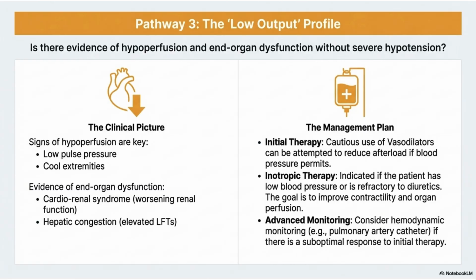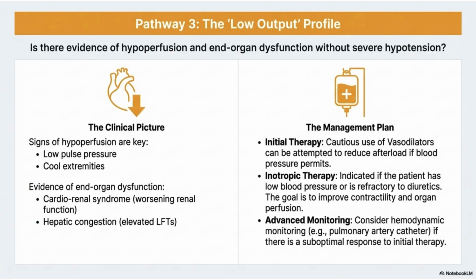So how does the body actually signal this lack of flow to us on the outside? We look for specific physical signs that blood just isn't making it to the extremities or the internal organs efficiently. Such as? A low pulse pressure. So the difference between the systolic and diastolic numbers is really small, and critically cool extremities. Right. The body is rationing blood flow. It's pulling it away from the skin and limbs to try and protect the core. And when that rationing happens, the systemic complications must be severe, especially for organs like the kidneys and the liver. Absolutely.